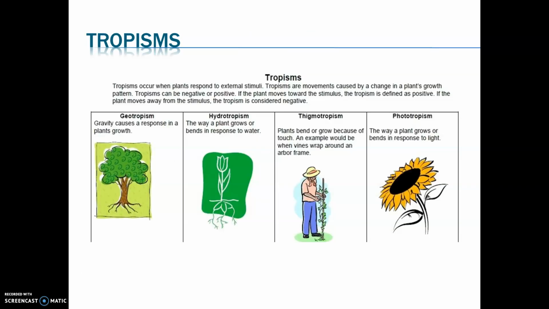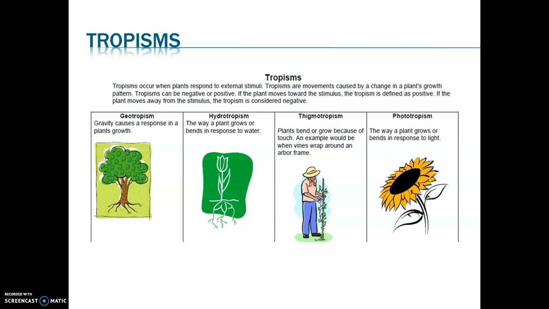Okay, and then the last thing we're going to cover today is tropisms. Remember that a tropism is a plant's response to some kind of stimulus. Tropisms are movements of the plant that cause a change in the plant's growth. These can be positive or negative. If the plant is moving towards the stimulus, that's positive. If it's moving away from the stimulus, that's negative.